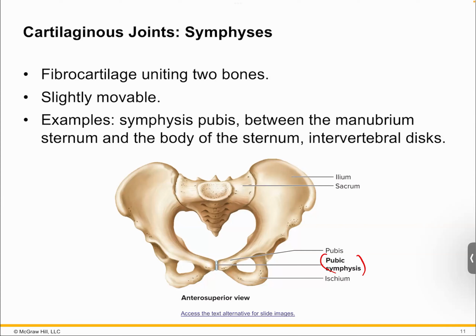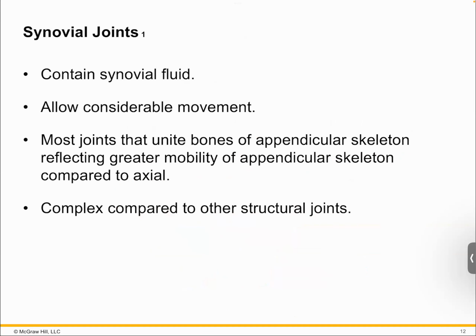Also, your intervertebral discs are considered a type of symphysis as well. The actual vertebral bodies are articulated to each other through that little fibrocartilage disc. So that's a type of symphysis as well when you're talking about joints: the articulation of one vertebra to another through this fibrocartilage disc.